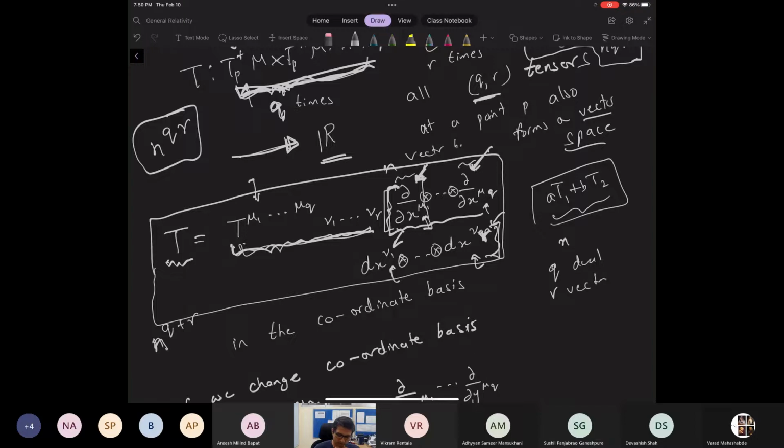There are q plus r indices, and each one can be chosen in n different ways. So n raised to q plus r is the dimension of the tensor space T^Q_R. This is a vector space. The space of all tensors at the point P is a vector space of dimension n raised to q plus r.